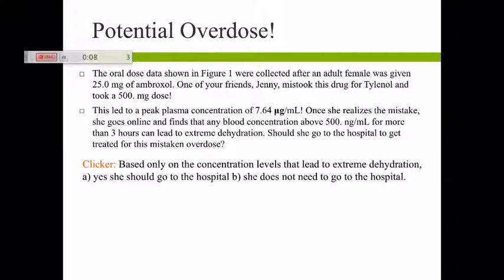All right, so go figure this out. You guys have 3 minutes to figure out if she needs to go to the hospital. You can decide now.